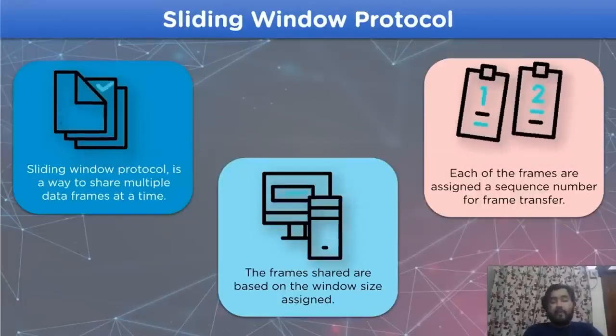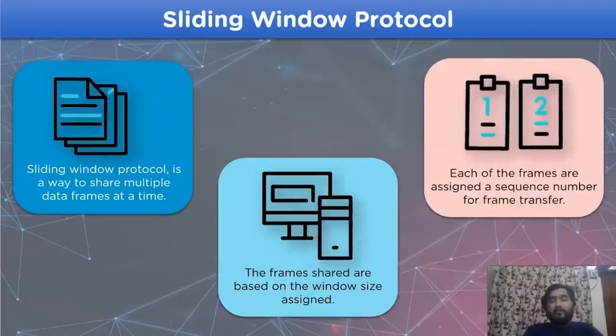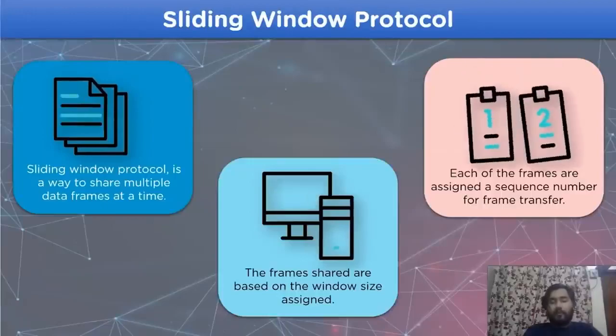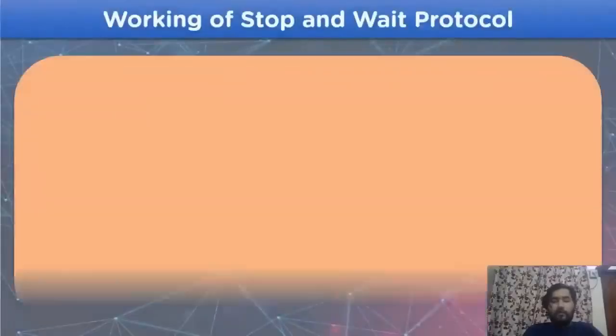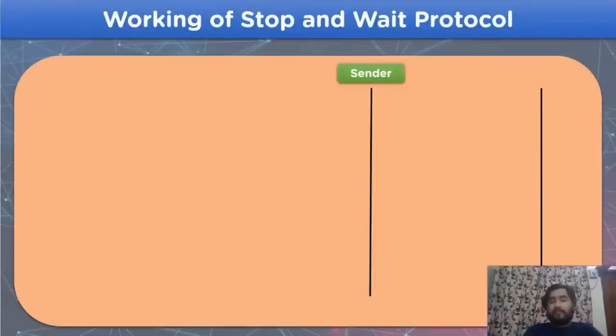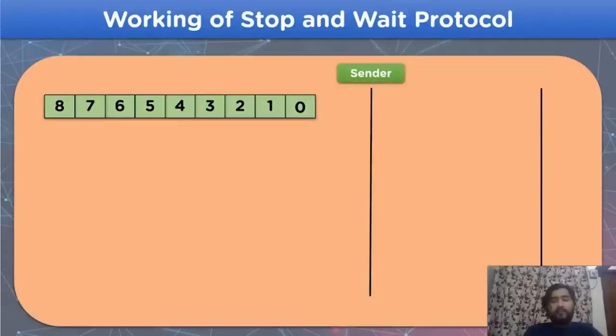Till this point in the video, we have already learned the definition of the sliding window protocol. Now let's look into the working steps of the sliding window protocol. To begin with, we have a sender side and a receiver side in the network channel. Then we require the frames, where each frame is given a sequence number. For this example, we are using 0 to 8, which means a total of 9 frames are available at the sender side. Then, using the window size, we determine the number of frames that can be shared at an instance. For this example, we'll be using 3 as the window size.